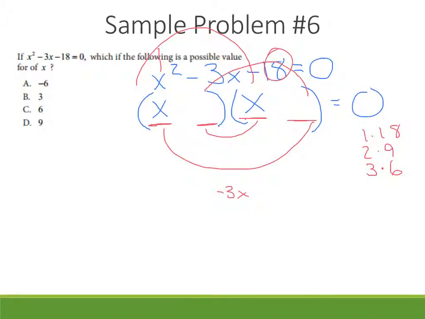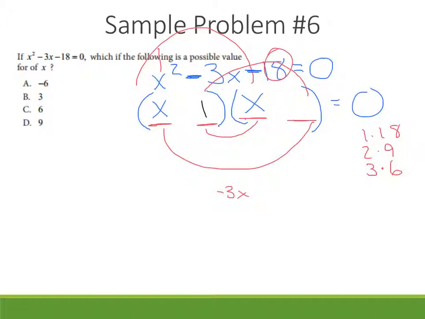Let's not forget that this is a negative 18 and negative 3x. Good. Okay. So I need something that's going to multiply to negative 18, but add to negative 3x when I take these sums here. So let's do some guessing and see what works.